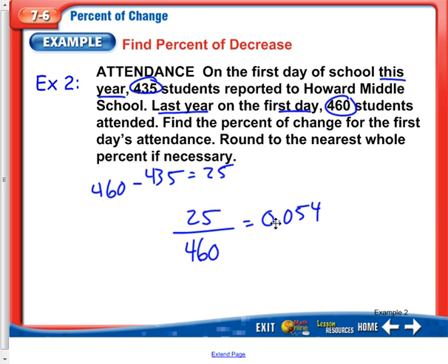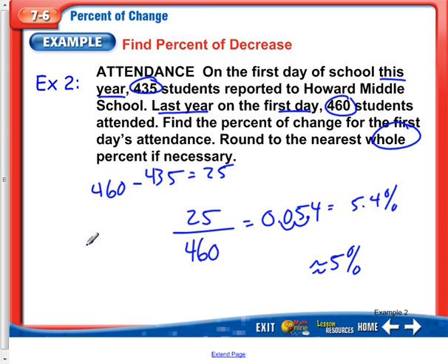I always put a 0 in front of the decimal too, even if I don't say it. Now let's move this 2 places to the right, so we get 5.4%, but it says round to the nearest whole percent, so I'm going to say that's about 5%. Now, is that an increase or a decrease?